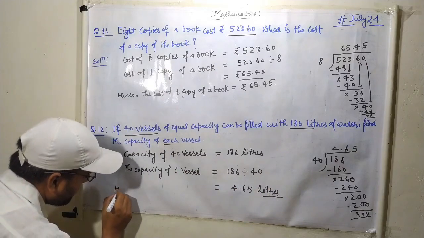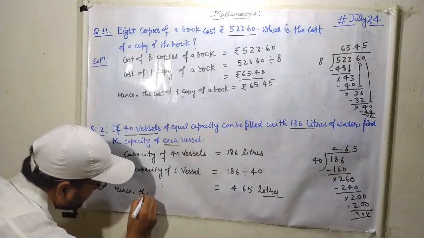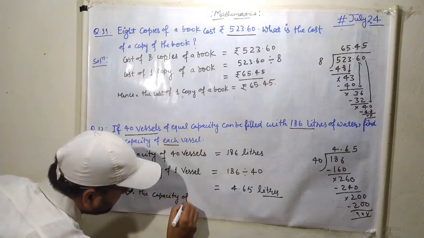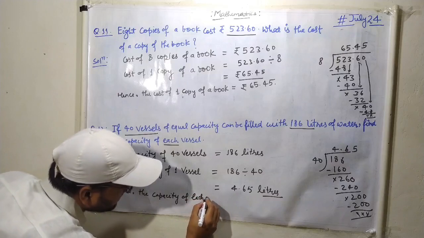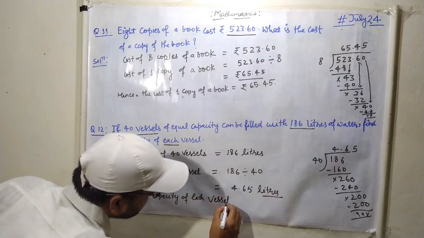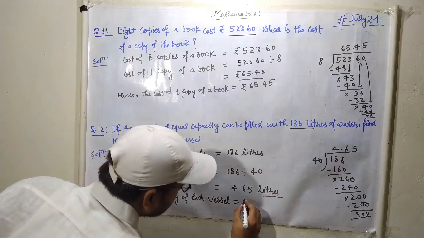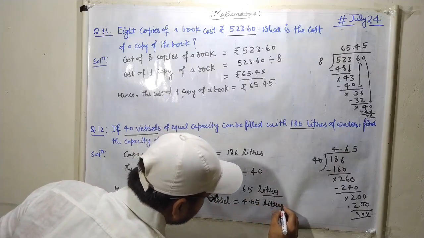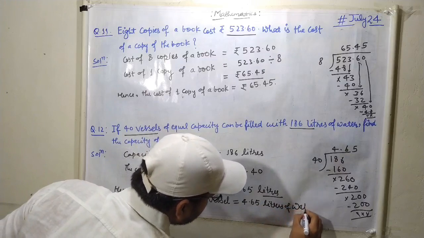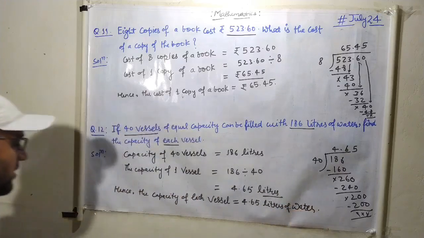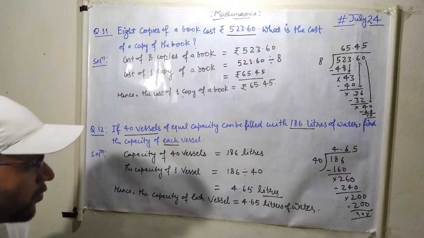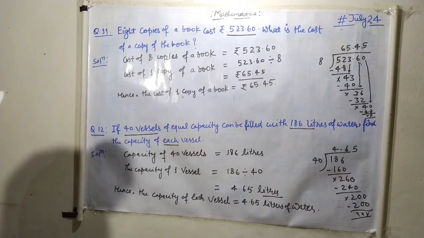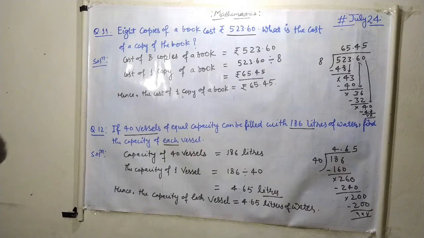It is the capacity of each vessel. Hence the capacity of each vessel is equal to 4.65 liters of water. That is the capacity of each vessel, 4.65 liters. And then one more question is remaining, question number 13. I'm going to solve it.